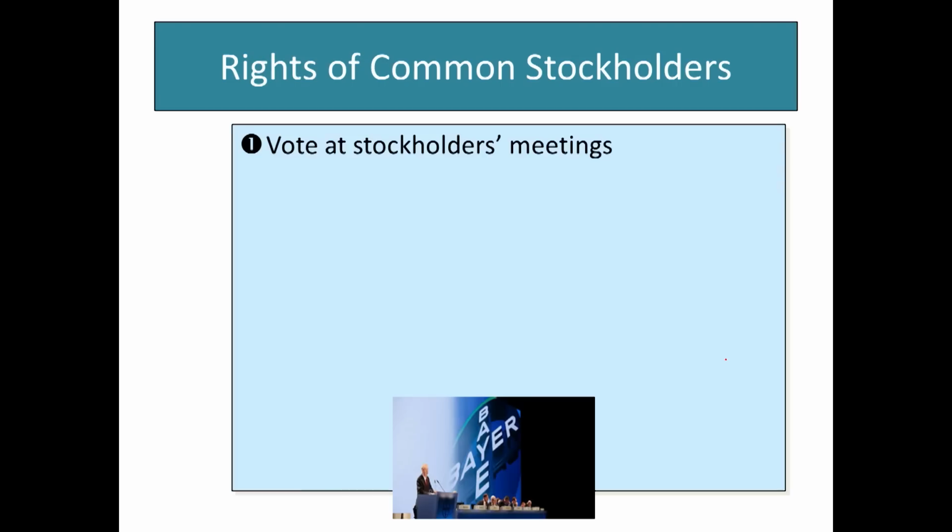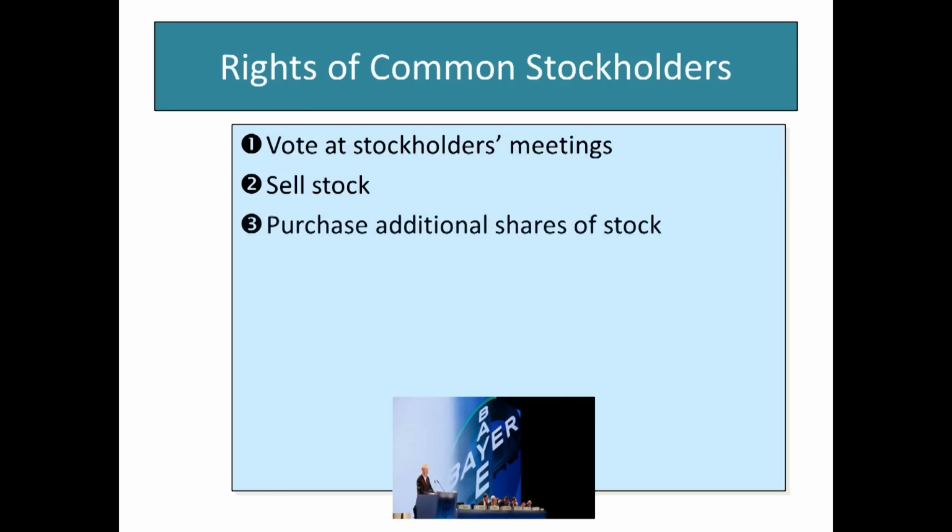All right. What are the rights of a common stockholder? Let's say I own stock in PepsiCo. Well, I have the right to vote at a stockholder meeting. I can sell my stock. I don't have to ask permission. I can sell it. I can also purchase additional shares of stock. And we're going to talk about what's called the preemptive right of a shareholder. Let me give a real quick example of what the preemptive right of a shareholder is.